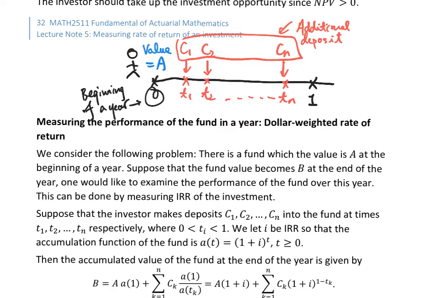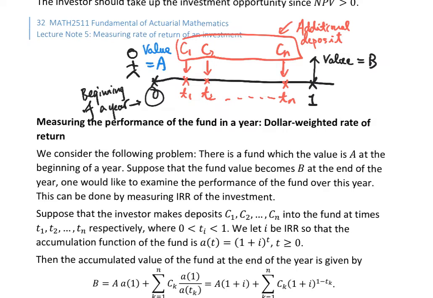Of course, by making these deposits, together with the interest earned by this fund, after 1 year this fund value will go to another amount, which is equal to B. And of course we expect this value to be very different from A because of the additional deposits and perhaps the additional interest earned over this year.